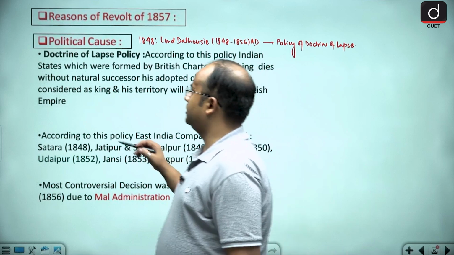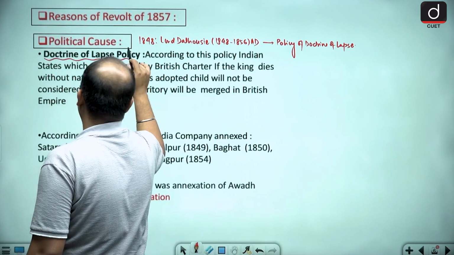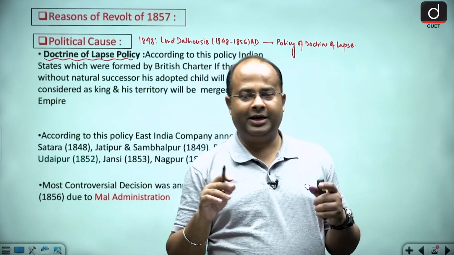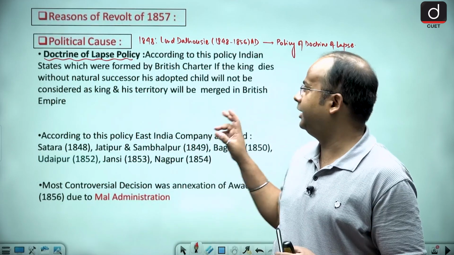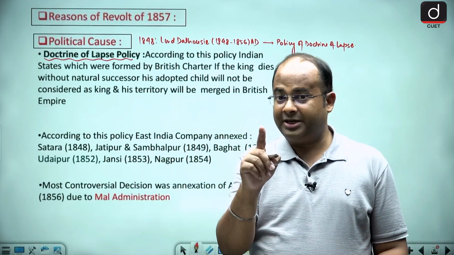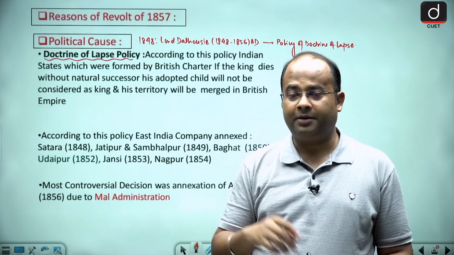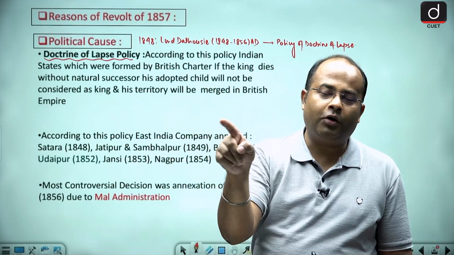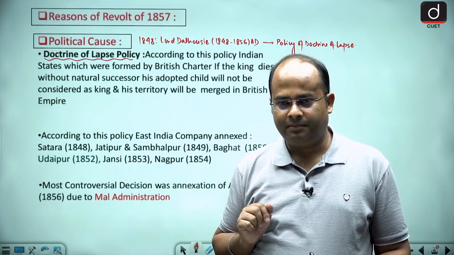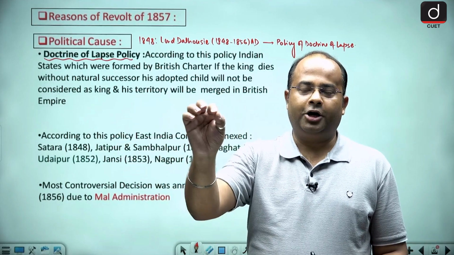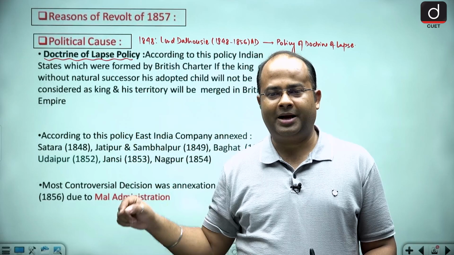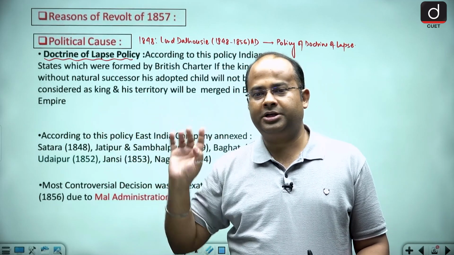According to the doctrine of lapse introduced by Lord Dalhousie in 1848, any king whose empire, any area or any state of British India which was formed by British Charter, those states of India, my dear, please understand these things, if the ruler dies without a natural successor, that means a male successor, the adopted child of that ruler will not be considered as the king, and the territory of his state will be merged in the British Empire.